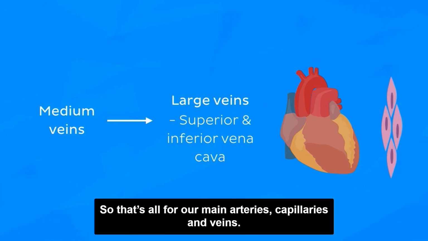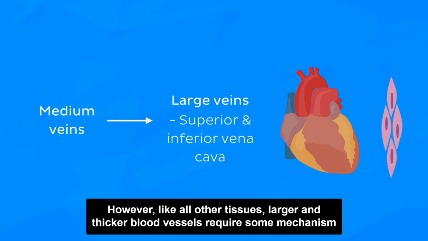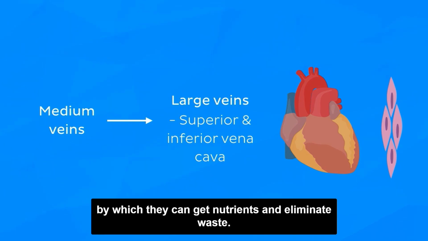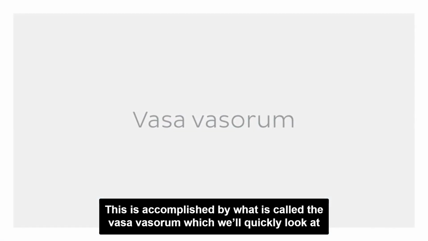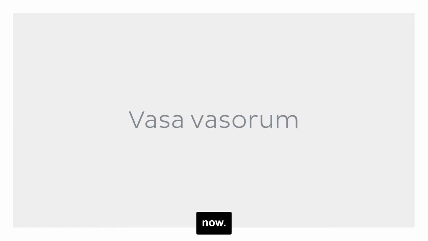So that's all for our main arteries, capillaries, and veins. However, like all other tissues, larger and thicker blood vessels require some mechanism by which they can get nutrients and eliminate waste. This is accomplished by what is called the vasa vasorum, which we'll quickly look at now.